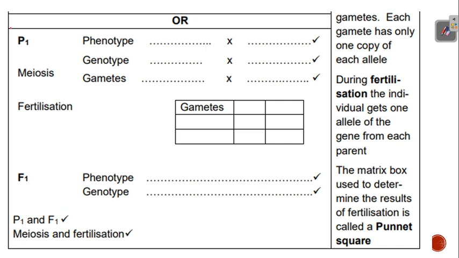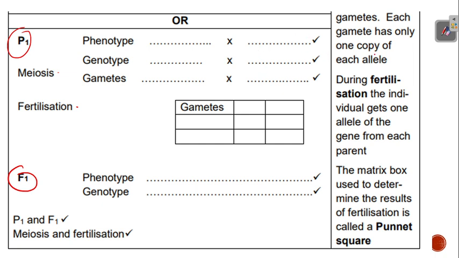So you write P1 and F1 for a mark, and you write meiosis and fertilization for a mark. That's 2 marks. So at least we should get these marks for free. So this is the outline.